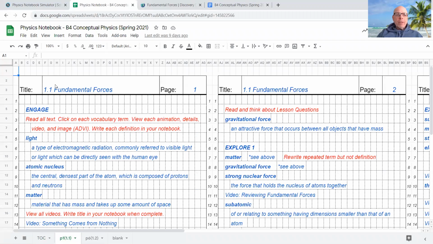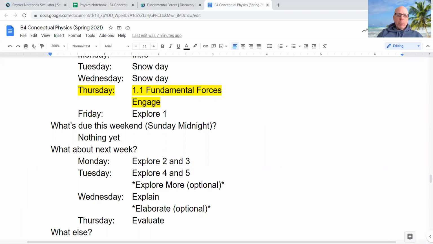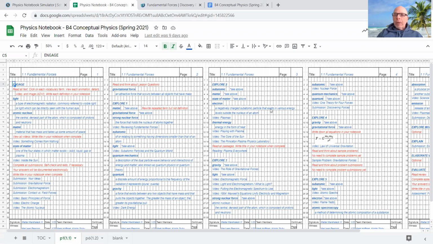On that first page, I have a title and a page number, and then it says engage. Let me back out of that again. I want to show you how all of these pieces, this engage, explore, explain, evaluate, end up spread over several pages of a notebook. I don't want you to think that this is all one day of work. Each page is approximately a day of work, as far as a reasonable pace to expect.